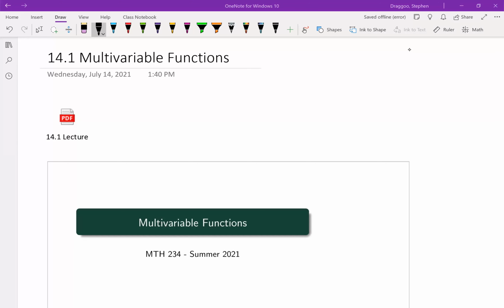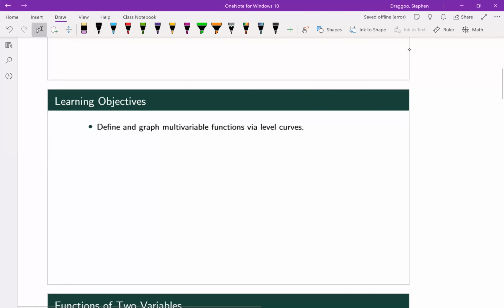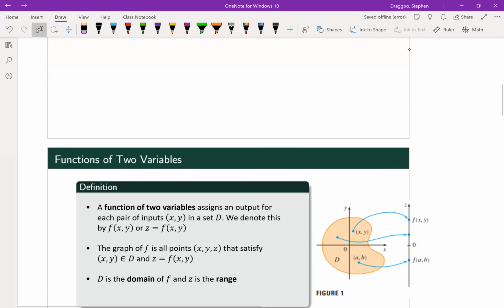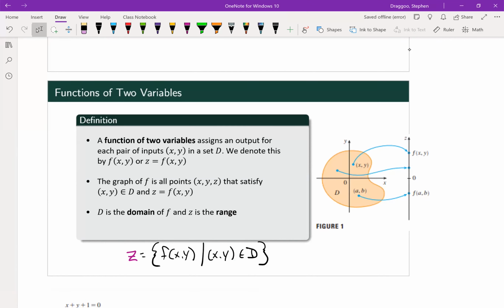All right, let's take a look at section 14.1, which will cover multivariable functions. So just one learning objective this time. We'll want to define multivariable functions and then graph those functions with level curves. So starting at the beginning, the definition of a two-variable function.